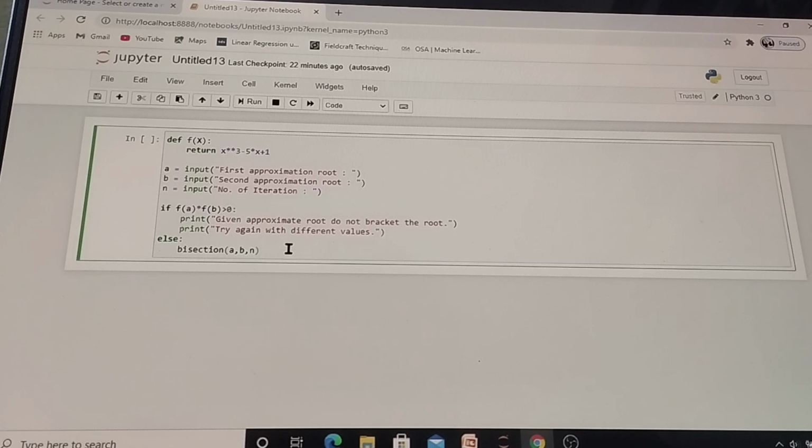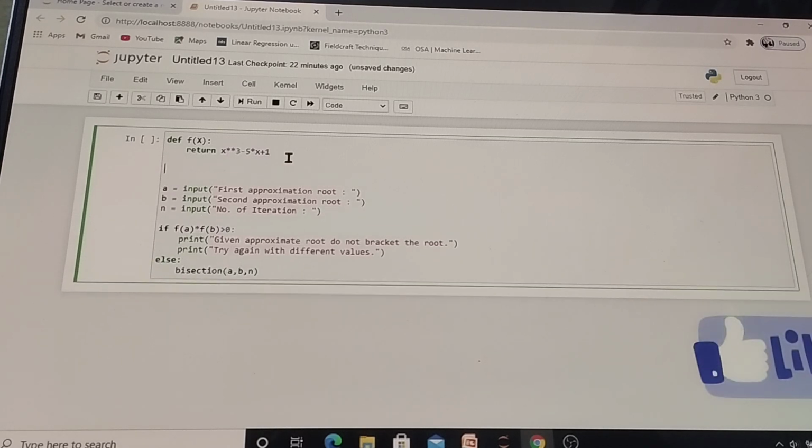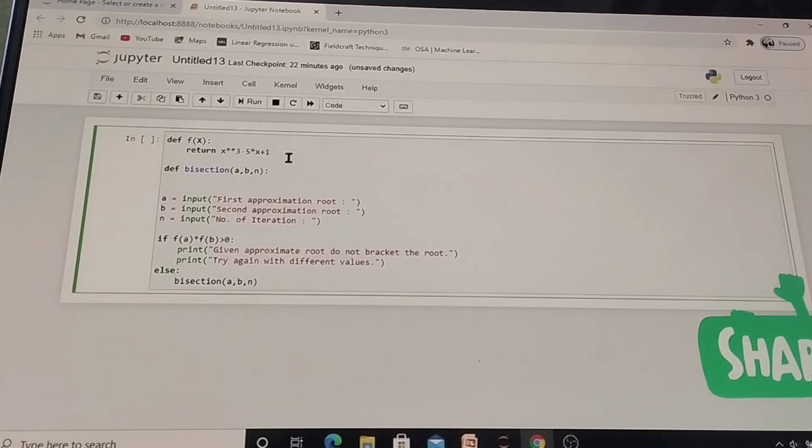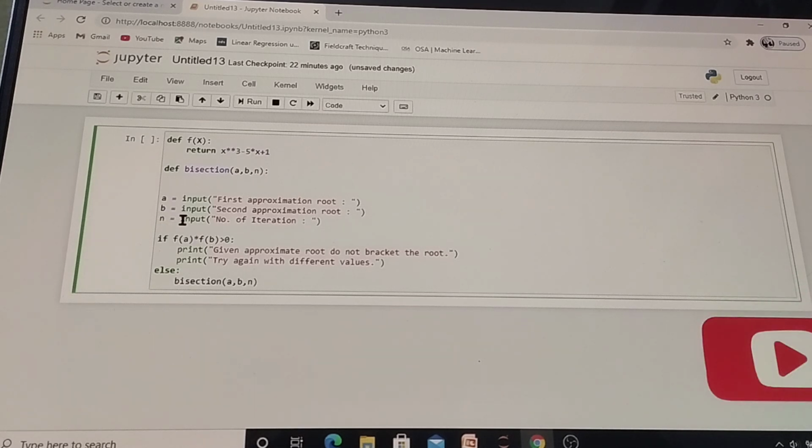Now let's define what the bisection method is. Because that is the defining part, I'm going to define it here only. So again, defining a function with the name bisection, and we have the variables a, b and n. What I have to do here is go for n number of iterations. For that we can use a for loop, where we will start with the first iteration up to n.